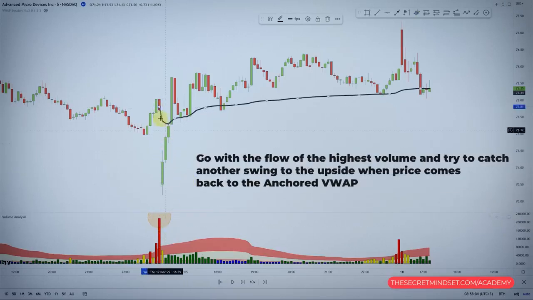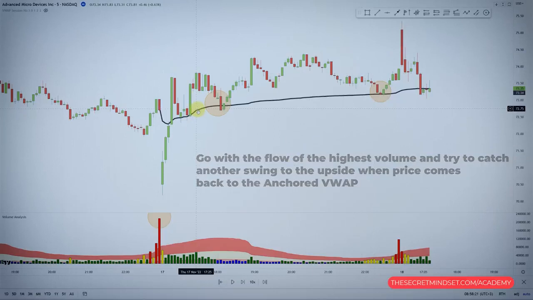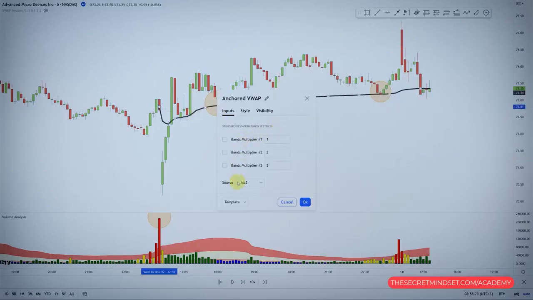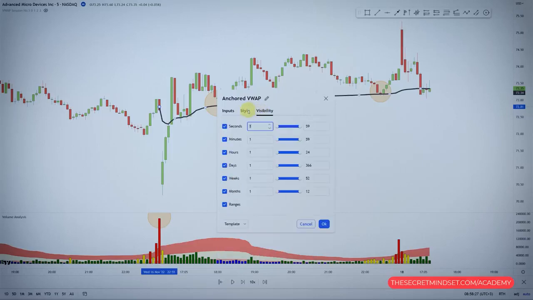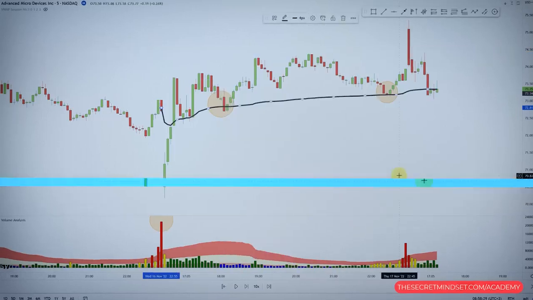We added the anchored VWAP, and the line immediately offered several opportunities to buy the dip. You go with the flow of the highest volume and try to catch another swing to the upside when price comes back to the anchored VWAP. As a standalone study or when viewed with other oscillators, the anchored VWAP is a must-use tool in day trading.